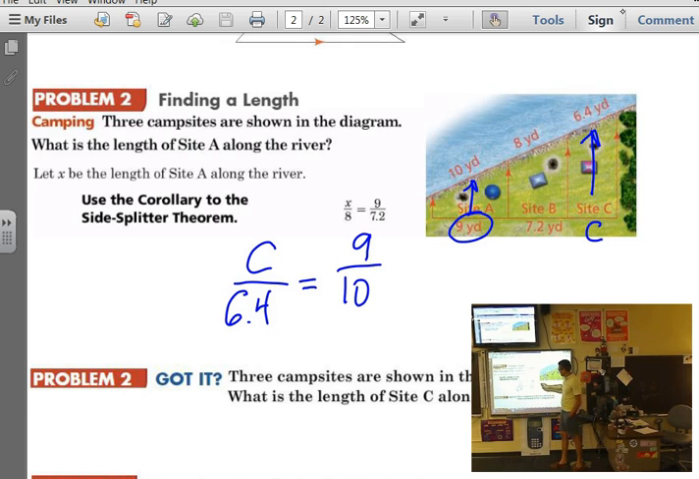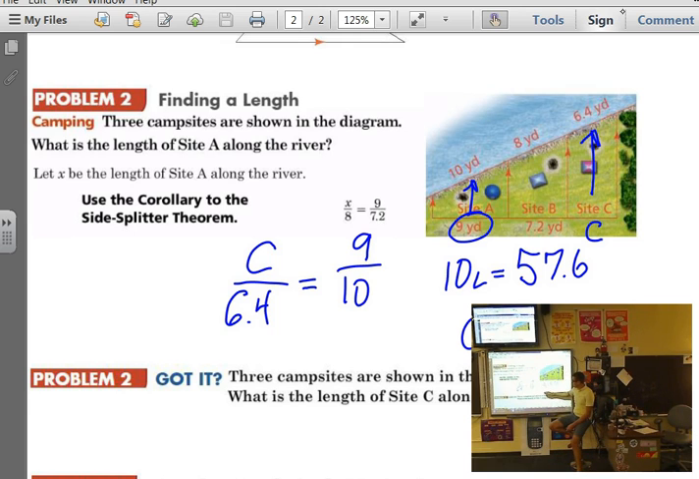I then get that 10C equals 64 times 9, which would be 576. So 57.6, yes?